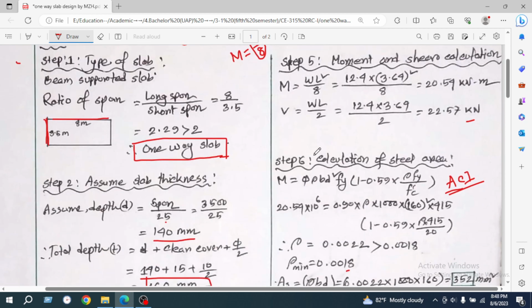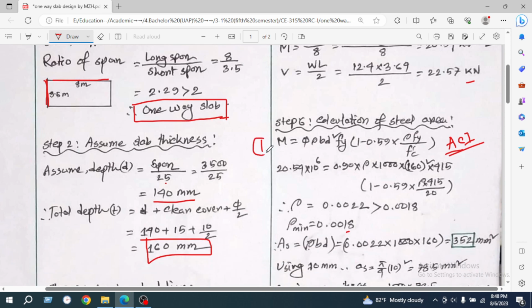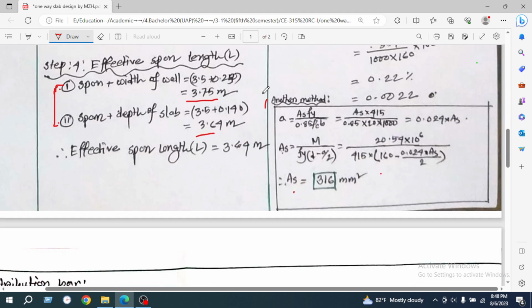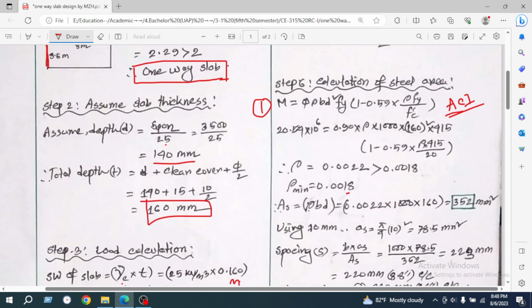And the next step, step 6, is to calculate the steel ratio. There are two types of formula for calculating the steel area. Here is the number one, and another one is here. So we will see the two methods of calculating the steel area. So this is the ACI 318. It is taken from there.